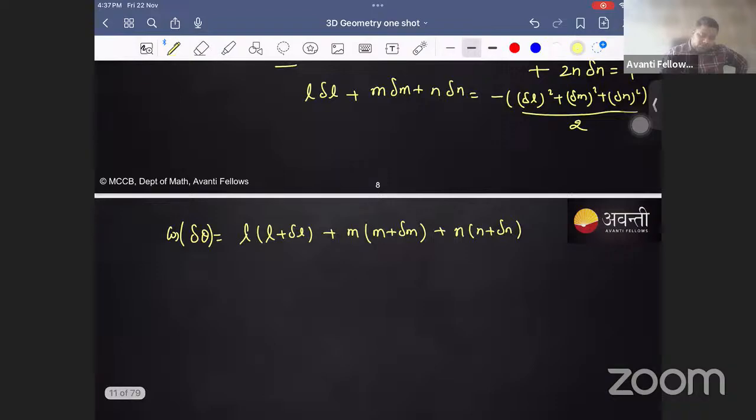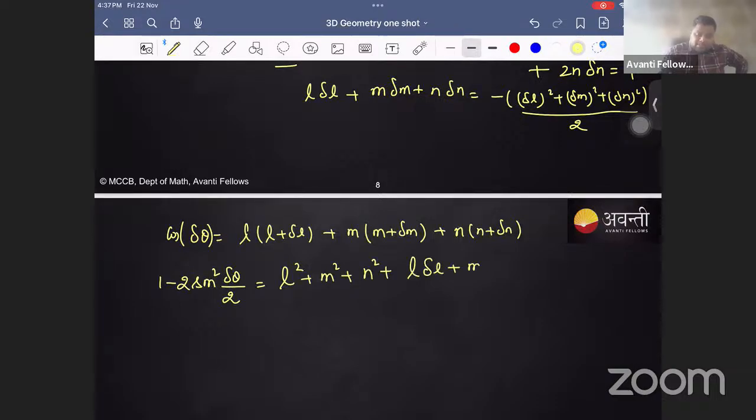Now, this cos delta theta can be written as 1 minus 2 sine square delta theta by 2, which is L square plus M square plus N square plus L delta L plus M delta M plus N delta N. Am I correct? Now this L square plus M square plus N square is 1. It is cancelled by this one.